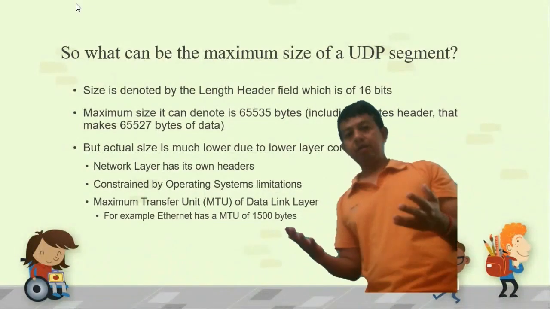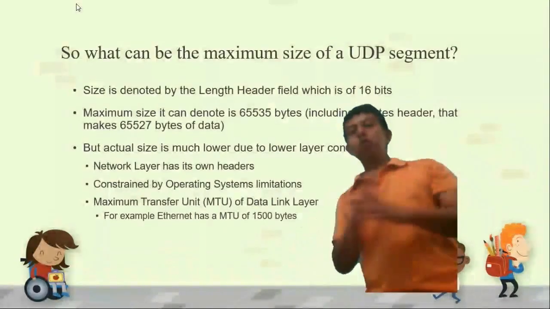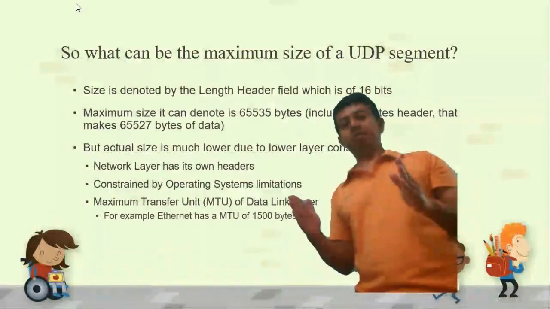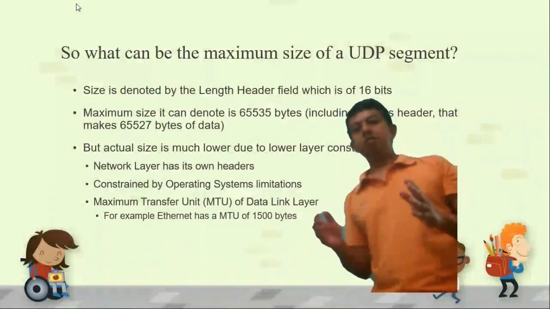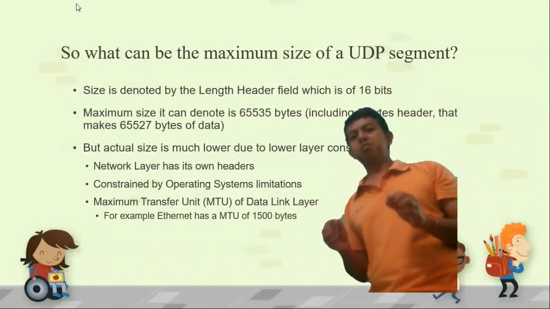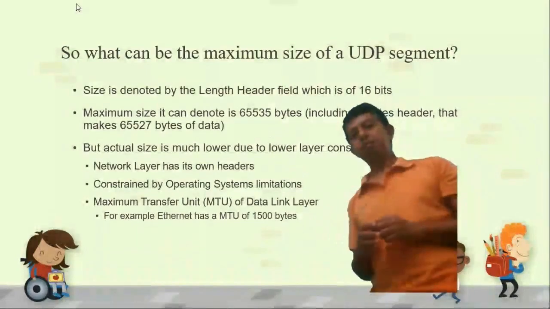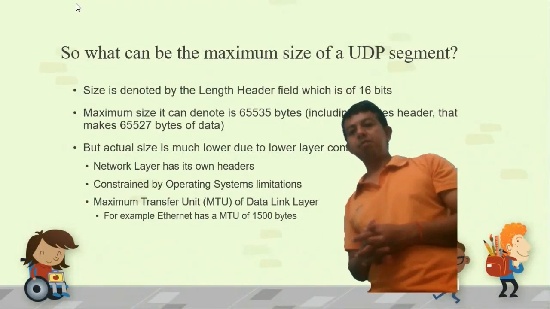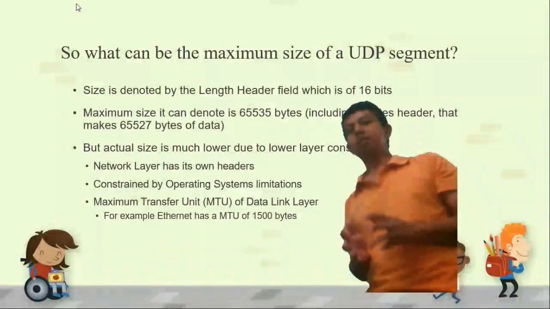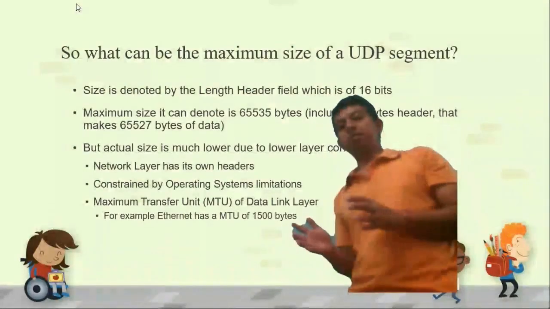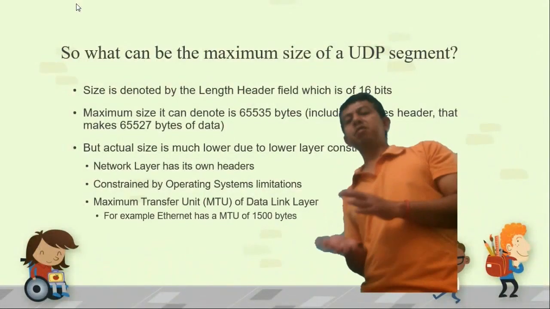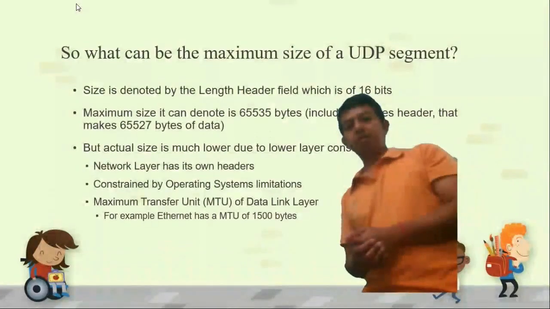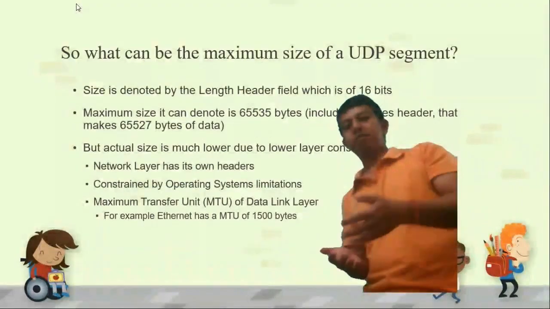But in reality, in real networking, no UDP segment can be of this size. In fact, the size of a UDP segment is much smaller than this maximum size that can be theoretically possible. This is theoretically possible, but practically a UDP segment size is never of this huge size. Normally they are much smaller. Now why? Because there are underlying constraints. There are several constraints placed by different aspects.